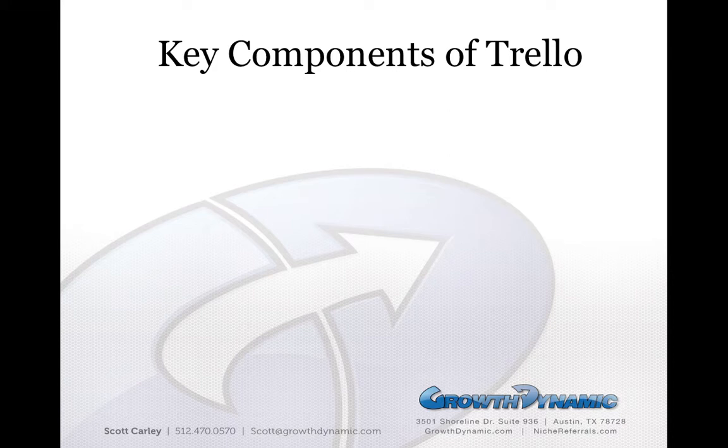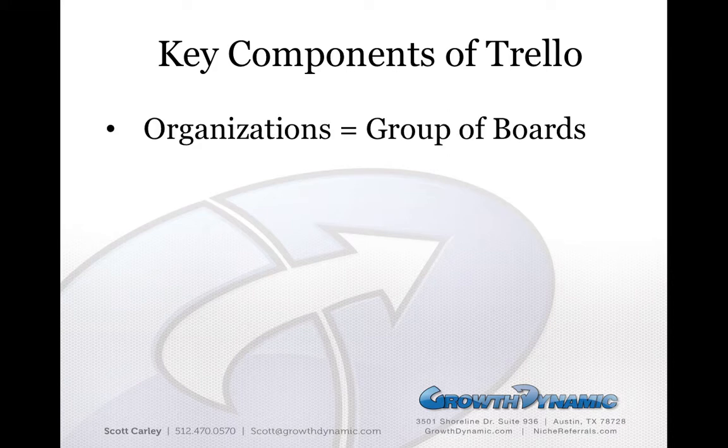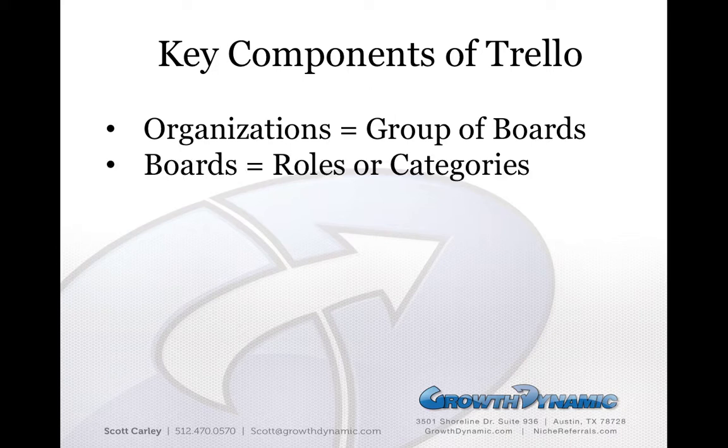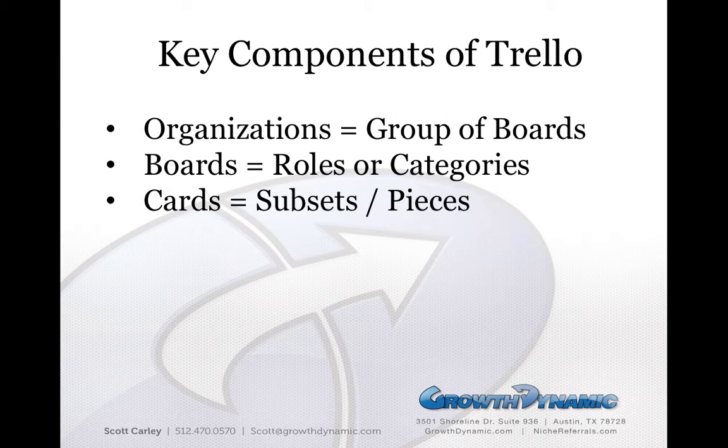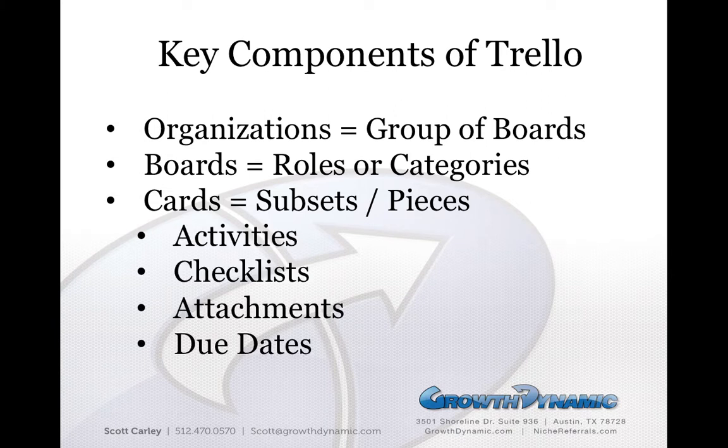Now, some key components of Trello, just to give some foundation as we get started. Trello is made up of organizations, which are a group of boards. I'll show you how that works a little more in just a minute as we illustrate. Those boards are the roles or categories that represent your responsibilities. And then the cards are the subsets or the pieces within those boards. And of course, cards are made up of activities, checklists, attachments, due dates, etc. So there's a lot of great information that you can use in Trello to help you get started.